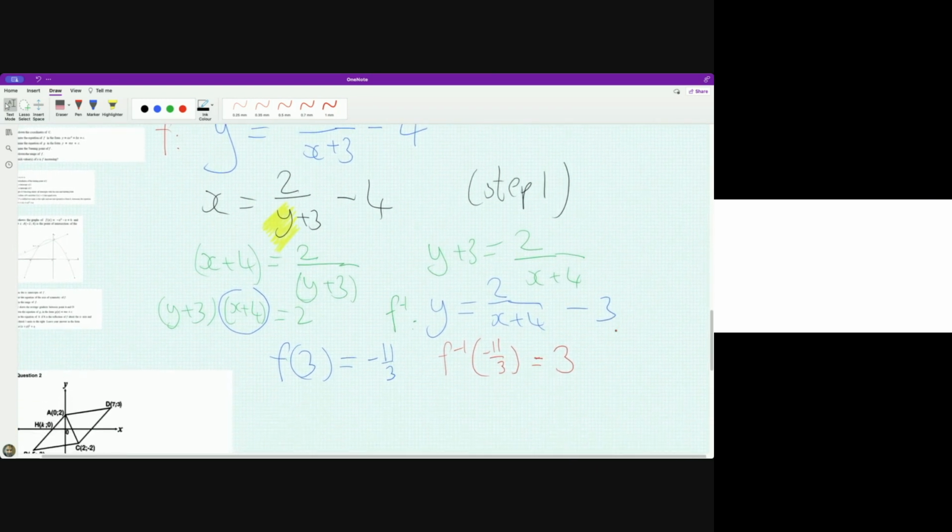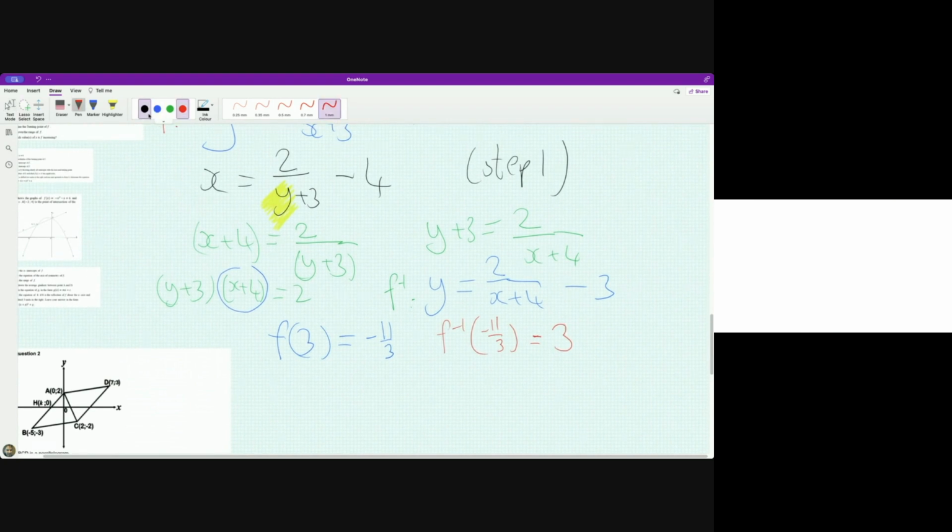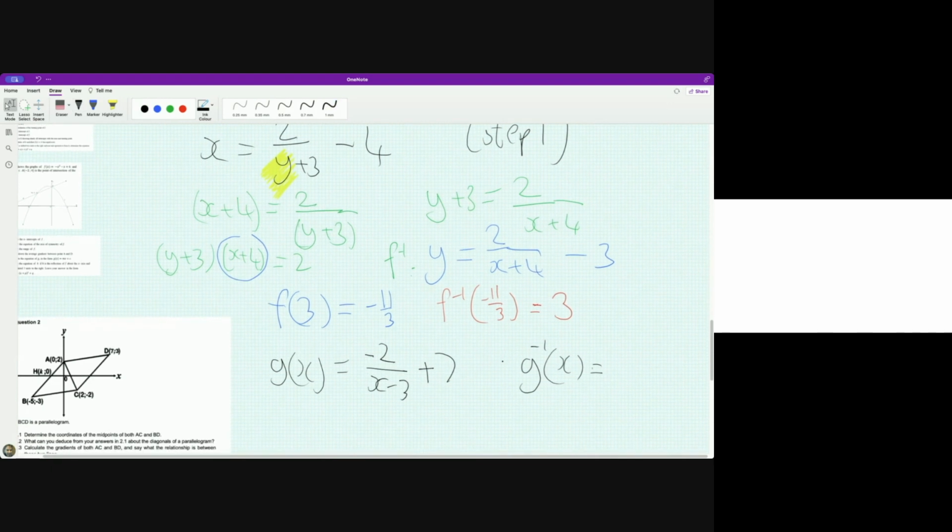Okay, well, why don't we practice this a bit more? So I'm going to give you another function. We'll call it g of x. And this function is going to be minus 2 over x minus 3 plus 7. And I want you to find me the equation of the inverse of this. So go ahead, use what skills you have learned today to find me the inverse of g of x.